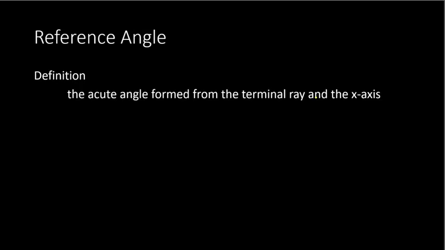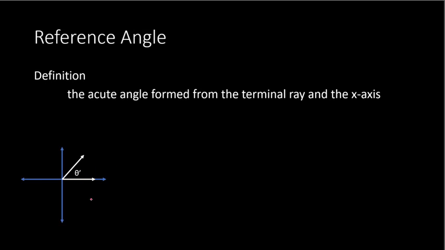All right, so what we need to do is understand this idea of what is called a reference angle. By definition, it is the acute angle formed from the terminal ray and the x-axis. So here in quadrant 1, it's very simple because your reference angle would be this angle right here between the terminal angle, which is this one, and the x-axis. And we can call that angle theta. So Greek letter theta, like that.